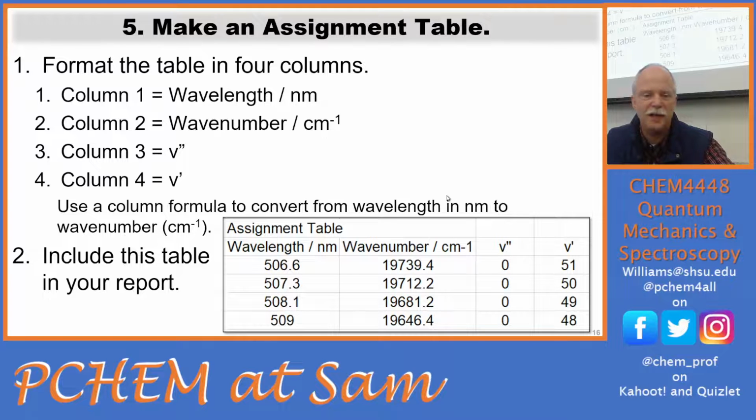And then once you have the assignment table, you convert that wavelength to wave number, and then once you have these wave number values and the quantum numbers, you're ready to do the regression. You create in the 5th and 6th columns, in 7th and 8th, the V' plus a half, V' plus a half squared, V'' plus a half, and V'' plus a half squared. And then those would be your X inputs for the regressions. This would be the assignment table for your lab report.